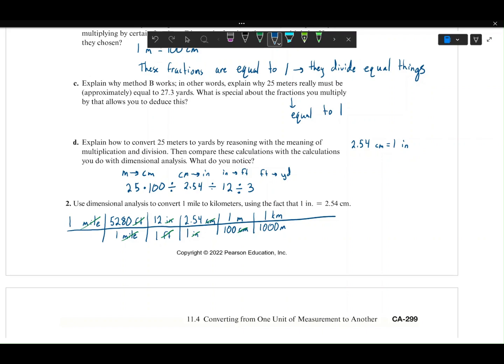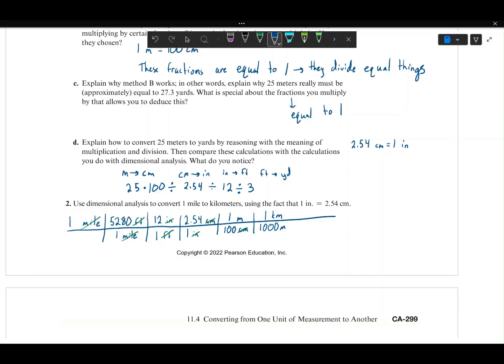And now I have something where I can multiply a bunch of stuff and divide a bunch of stuff. It follows our idea of multiplying by fractions that equal 1, as well as our idea that we multiply when we're cutting units up and divide when we're gluing them together. So I'm going to do this on a calculator off screen. Let's see, I have to do 1 times 5,280 times 12 times 2.54 divided by 100 divided by 1,000.